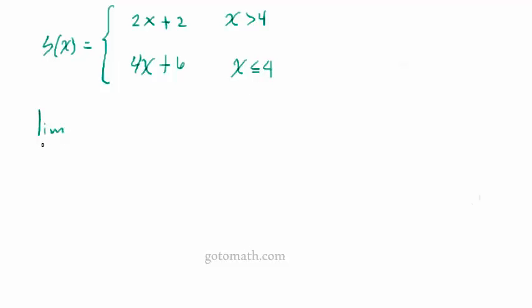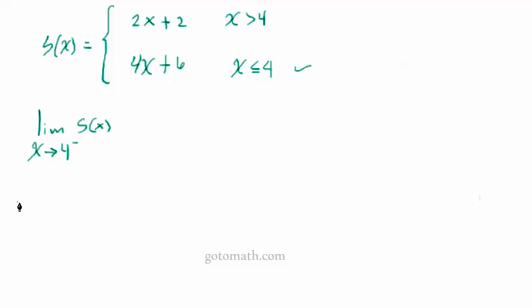We have the limit as x approaches 4 from the left hand side of s of x. So we're going to be using this one because we're coming in from the left hand side of 4, which means that we need to use everything less than or equal to 4. Preferably really just less than 4, but anyway.